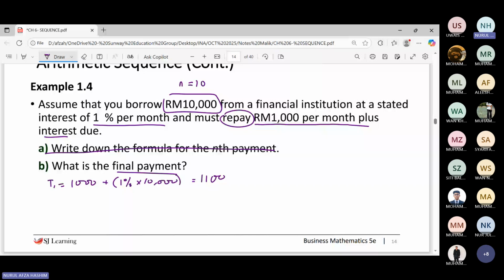1%, 0.01 darab 10,000 is 100, and then you plus 1,000 is 1,100. That is the first payment. How about your second payment? The 1,000 here plus 1% from how much? What is the outstanding balance here?